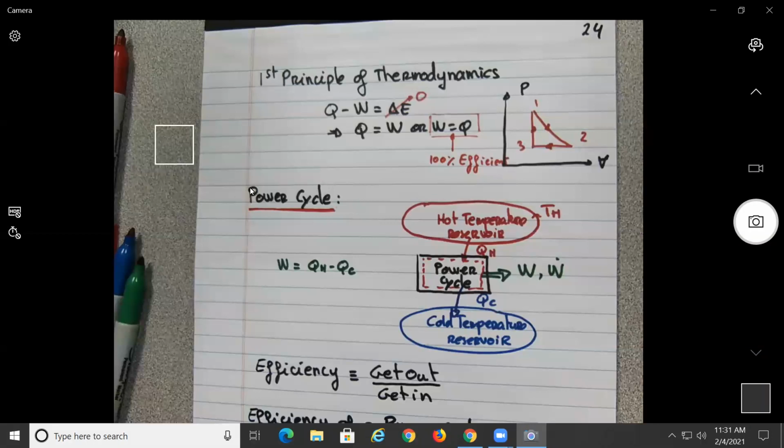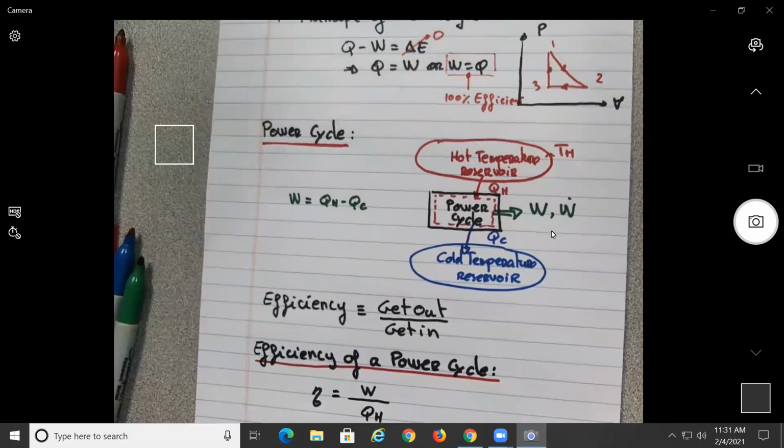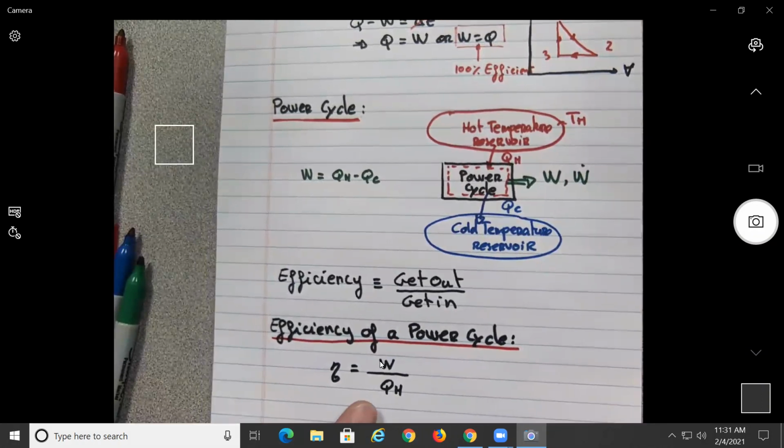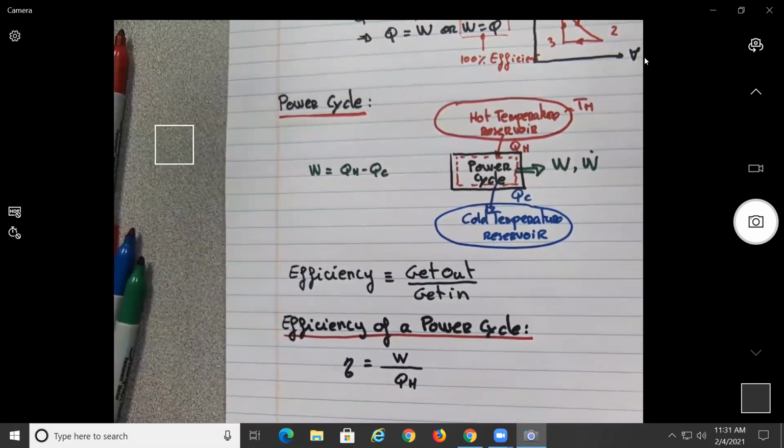The first one is the power cycle, and generally the efficiency is always whatever you get out divided by whatever you put in. So in this case, what are we trying to get out of this system? We're going to get out power, or work. So we have work. What do we put into the system? Heat. And that's where we stop. So now let's keep going.